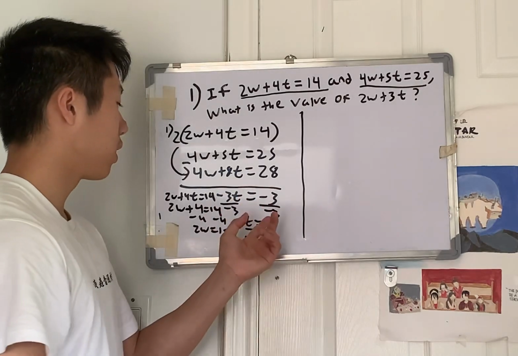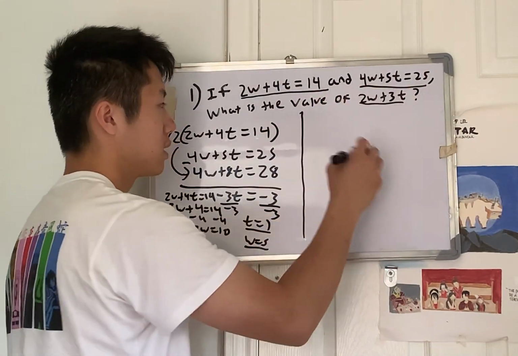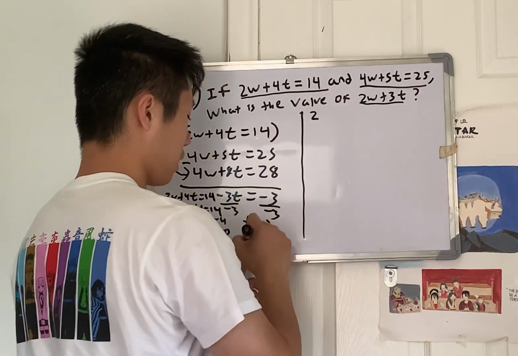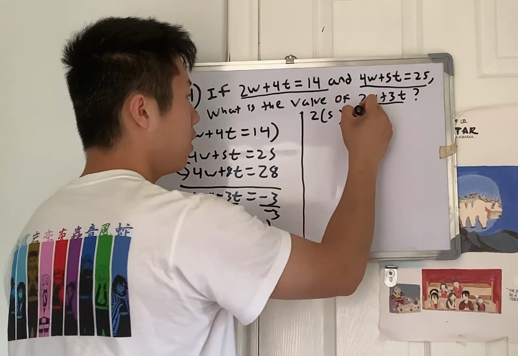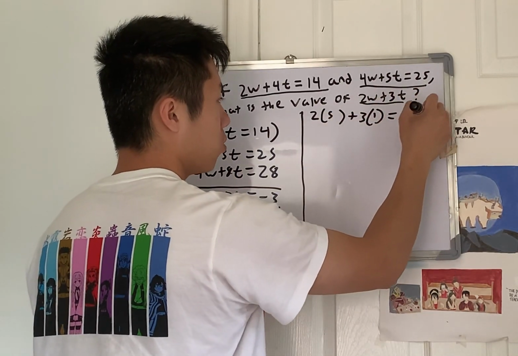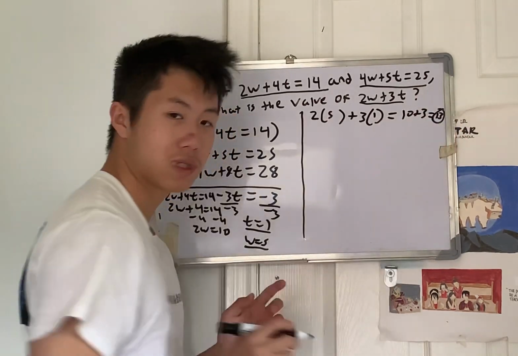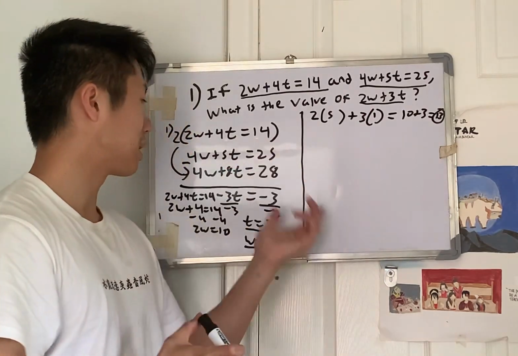And next, I can plug in the values of t as 1 and w as 5 into 2w plus 3t. So that gives me 2 times w, which is 5, plus 3 times t, which is 1, and that's all equal to 10 plus 3, which leaves me with an answer of 13. So this is the first method of solving, which is using systems of equations.